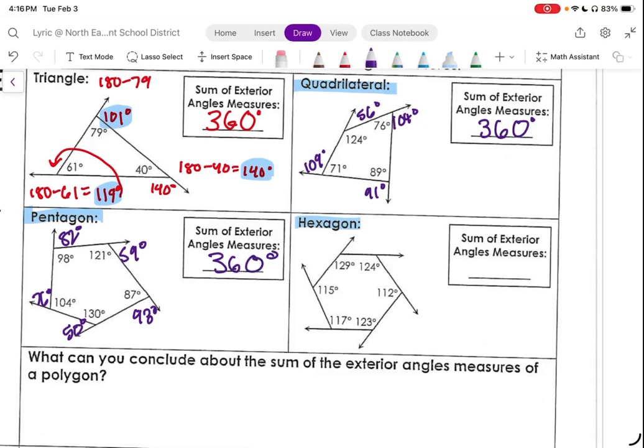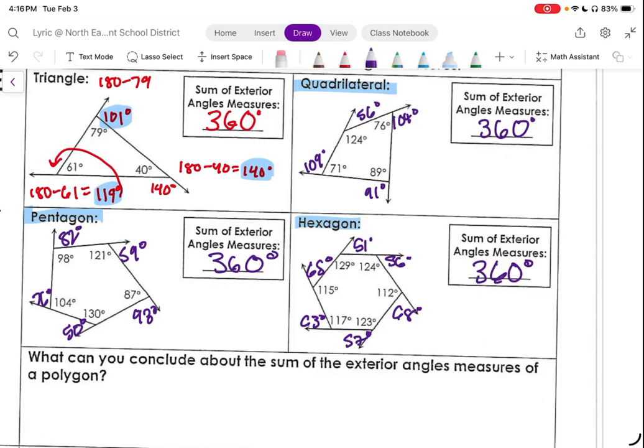And for the last one, surprise, surprise, they add up to 360, and these are 51, 56, 68, 57, 63, ooh, and the last one, 65. That was a lot there.